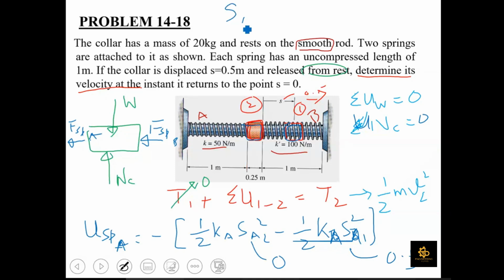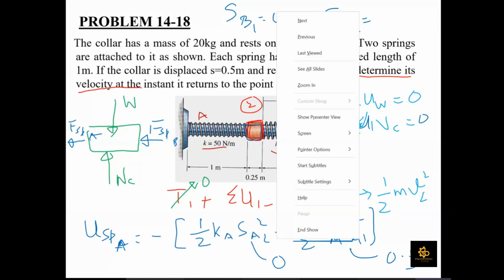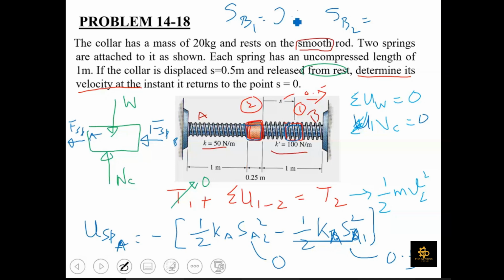What about SB1 and SB2? Spring B जो है वो position 1 पे कितना displace हुआ हुआ है? Minus 0.5. माइनस 0.5 कह लें या चूंकि वो आपका स्क्वायर आ रहा है तो माइनस साइन अगर आप इग्नोर करना चाहें तो आप इग्नोर कर सकते हैं और वो सिंपली 0.5 होगा. What about SB2?